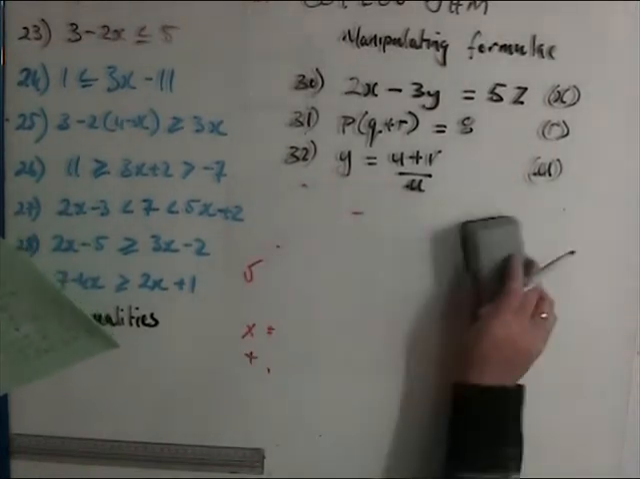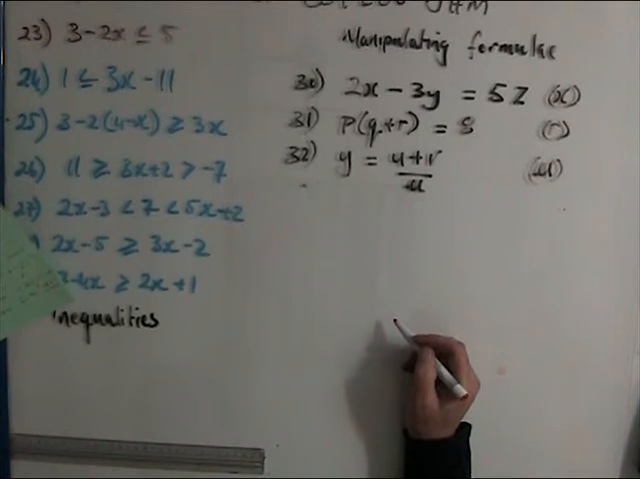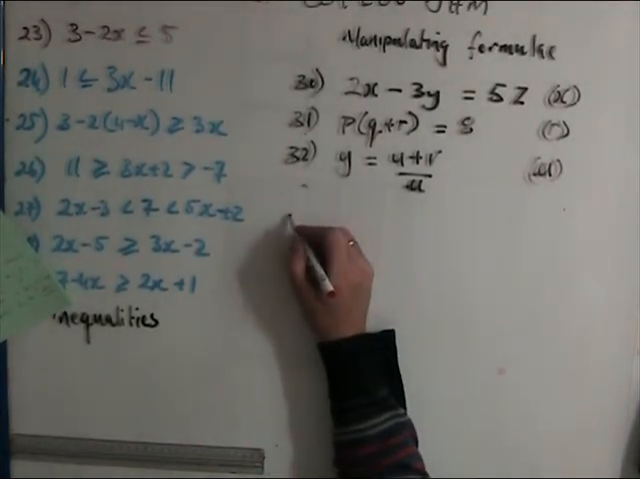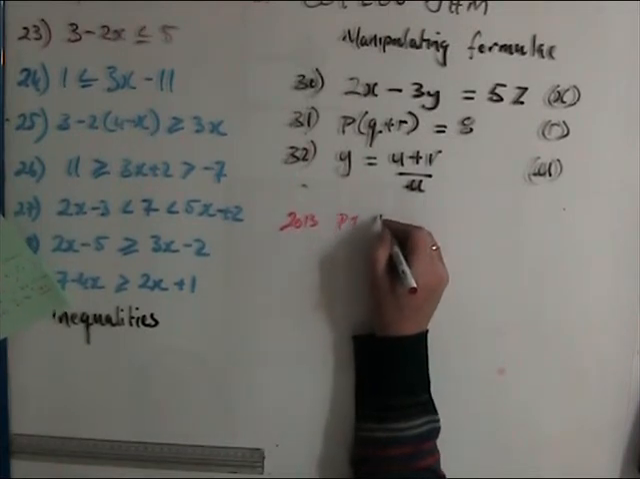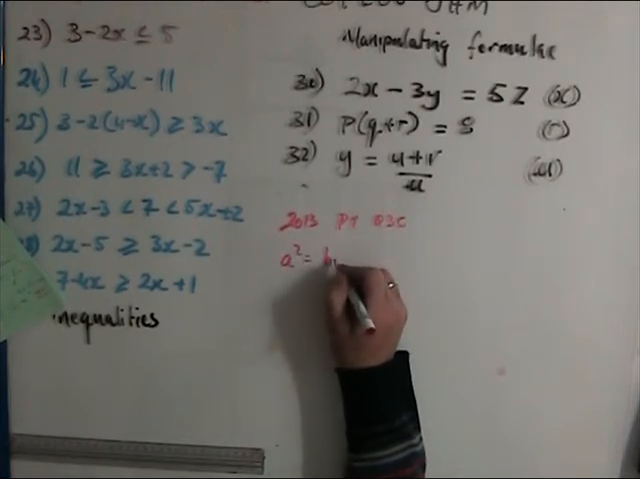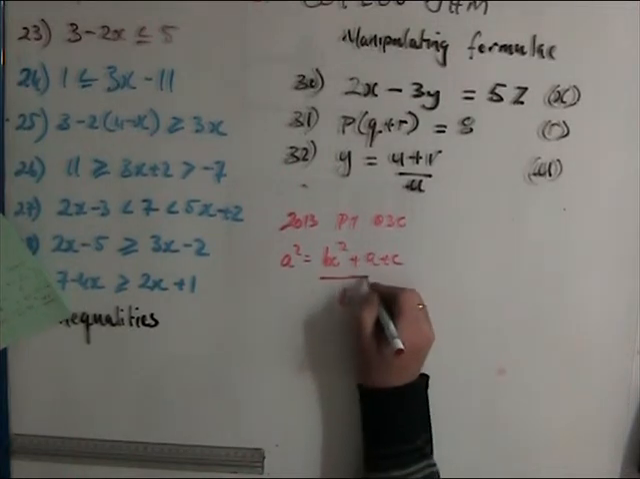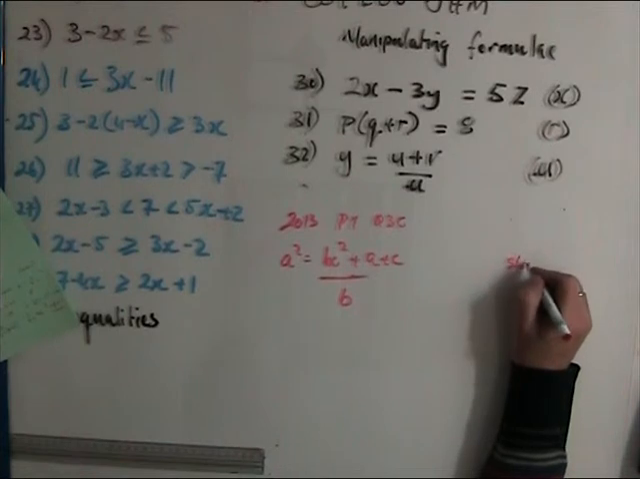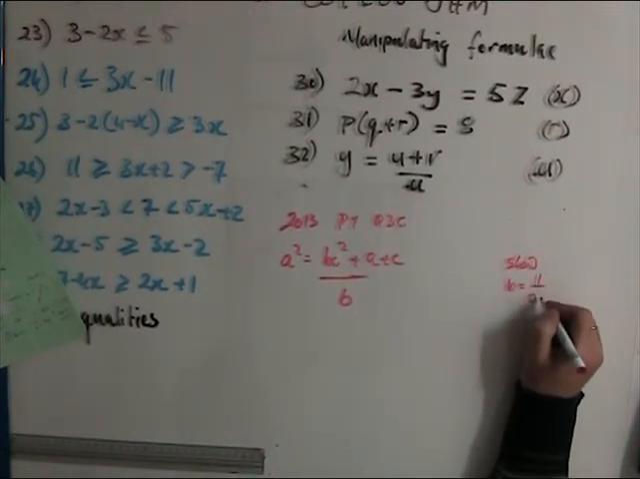Right, that wasn't too bad. Any other questions on manipulating formulae? I'm looking at 2013, Paper 1, question 3c. It says a squared is equal to bc squared plus a plus c, all over b. It says show that b is equal to 1 over a minus c.